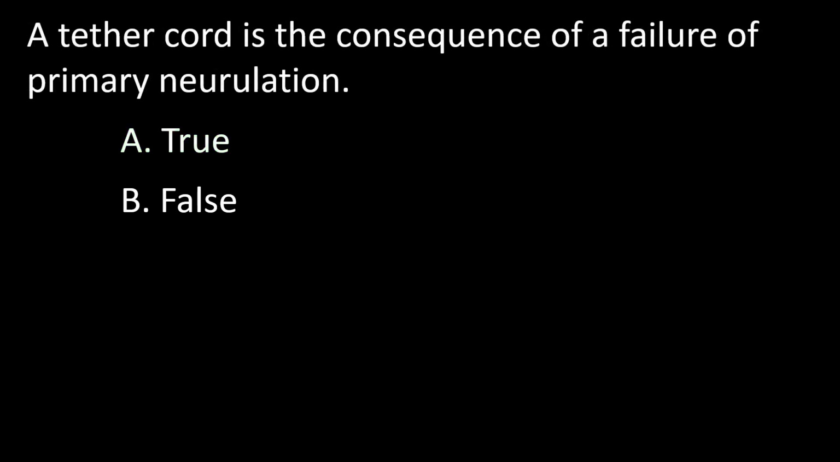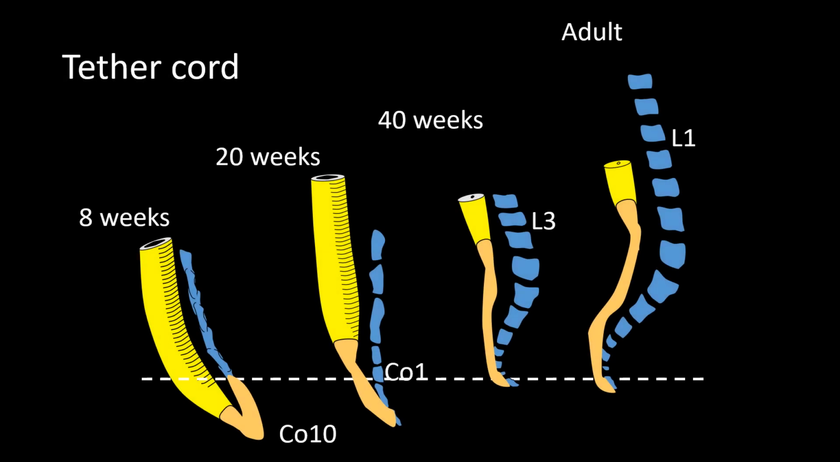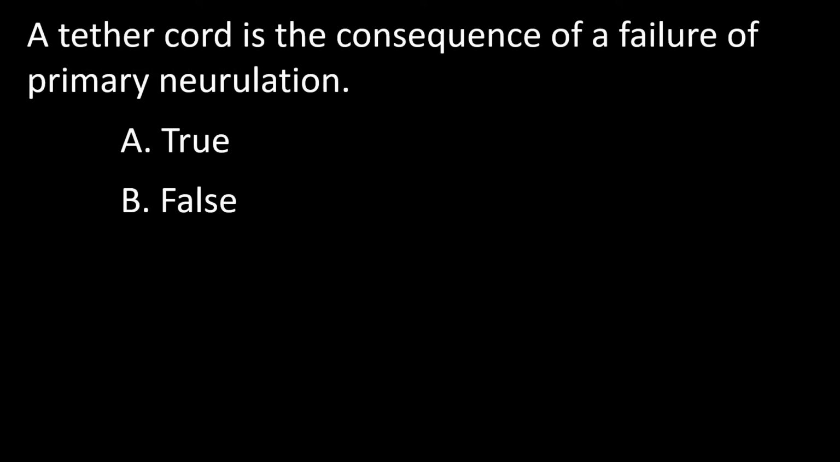Next question. A tethered cord is the consequence of a failure of primary neurulation. A true, B false. This frame depicts one of the consequences of failure of the caudal eminence to develop physiologically. If the caudal eminence fails to split and remains attached to the coccygeal vertebra, a condition called tethered cord appears. This is considered a failure of secondary neurulation. So the answer to this question is false.